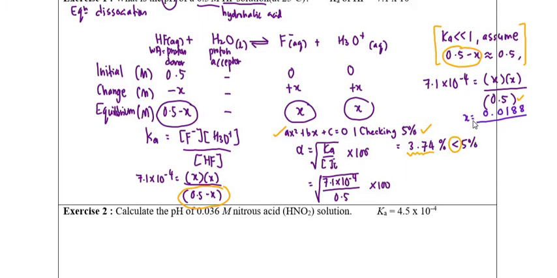Bila dapat nilai X, inilah mewakili concentration H3O+. H3O+ bersamaan 0.0188 molar. You have to state this first.